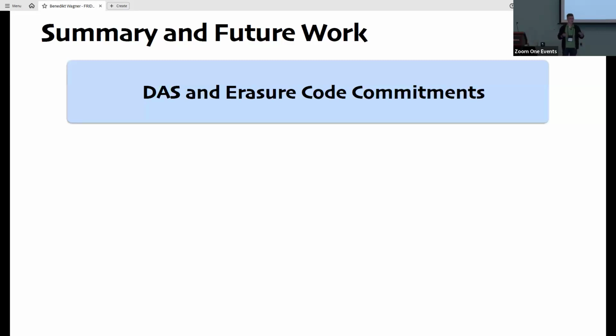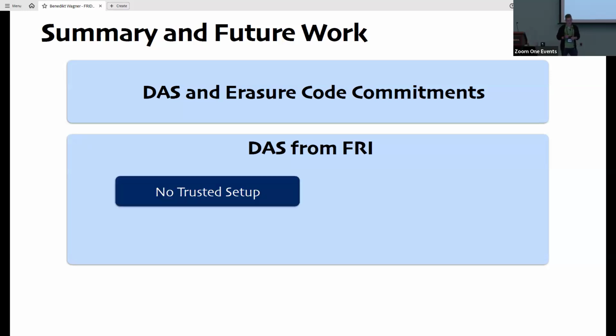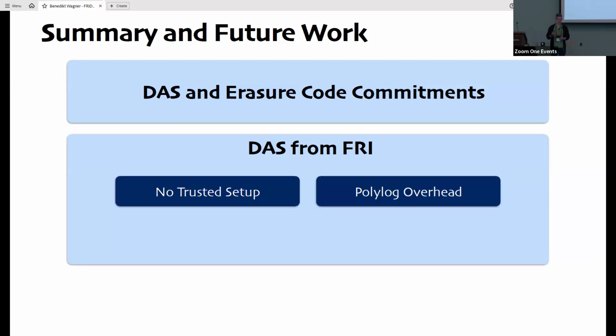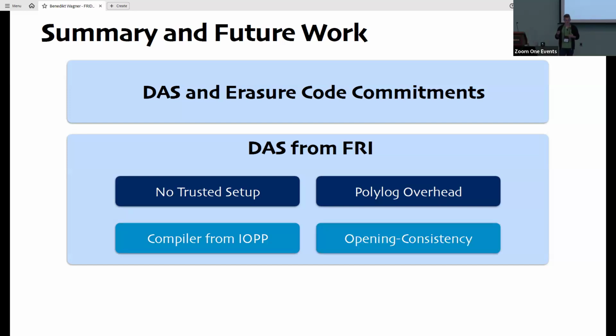I have explained, or at least I gave you an intuition for, what DAS is, and maybe the important takeaway is you can construct them from these new erasure code commitments, and I think these are a very interesting cryptographic object to look at. And then we have seen the new contribution in this paper, data availability sampling from FRI. So this was a construction that does not have a trusted setup. It's efficient in the sense that it has a polylogarithmic overhead. And we achieved this by giving a new compiler from IOPPs to erasure code commitments. And that used this new property of IOPPs called opening consistency.